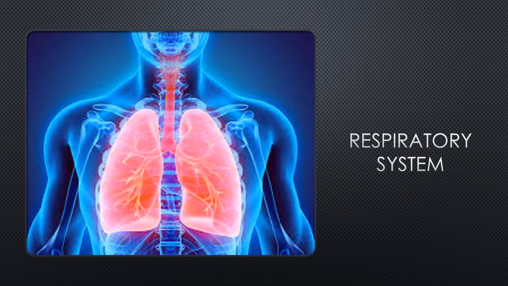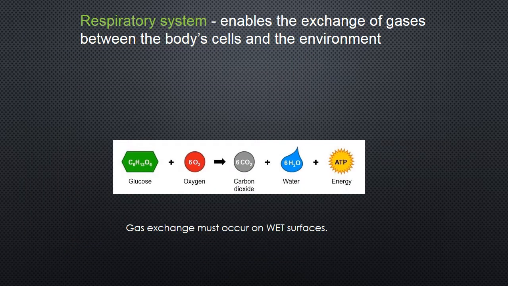Okay, moving on to the respiratory system. How does gas exchange take place? So the respiratory system enables gas exchanges to occur between the body's cells and the environment. So gas exchange has to take place on a wet surface. And I think we mentioned that before, because that's why amphibians have to stay moist, because their skin is used for respiration.